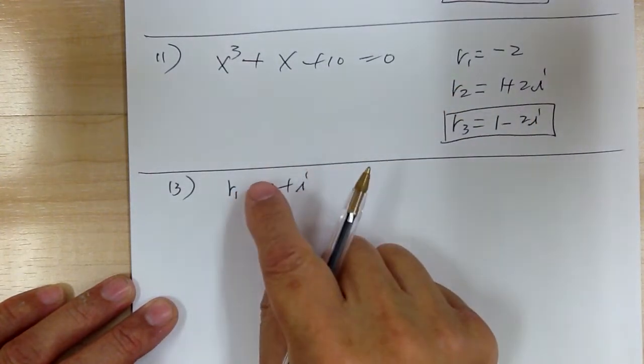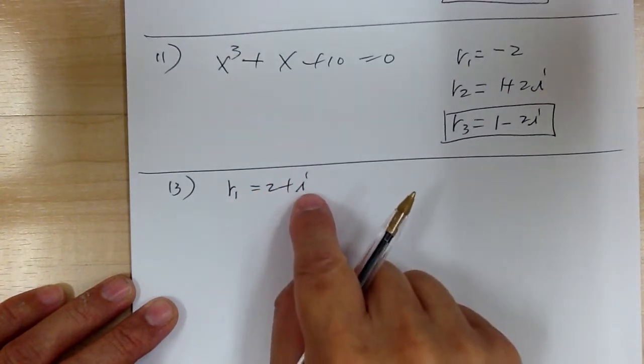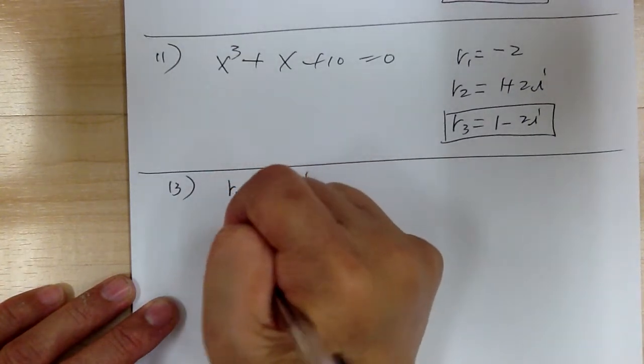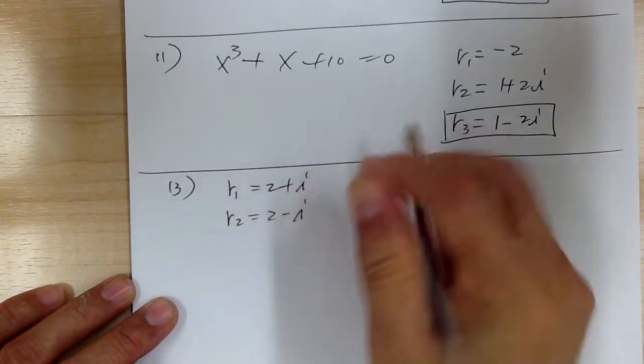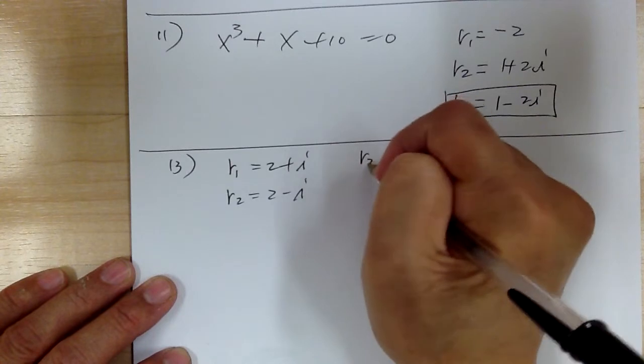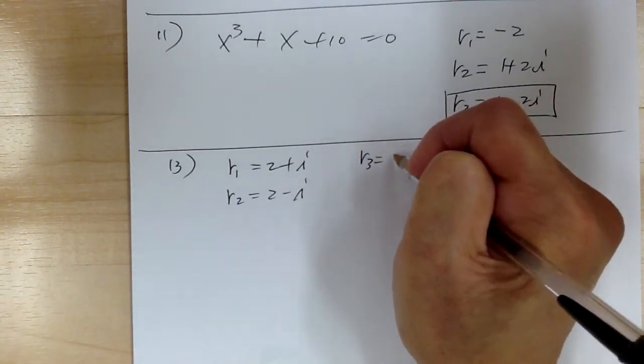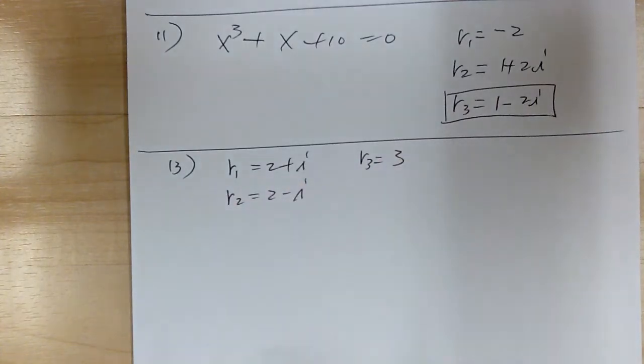Now it tells you that the coefficients are real coefficients, meaning no imaginary. So if there's an i, you know that the other root has to be its conjugate. So again, if you have plus i, you have to have the conjugate right away. And R3 is equal to 3. It doesn't matter which is R1, R2, R3.